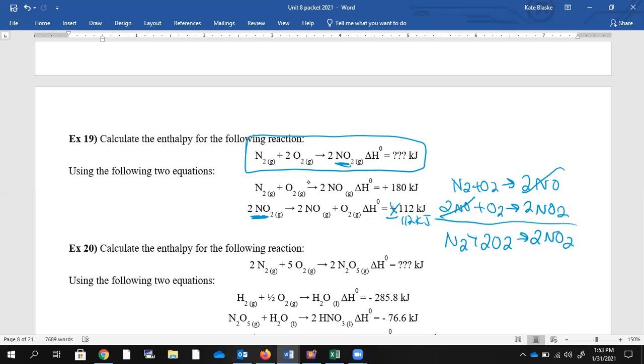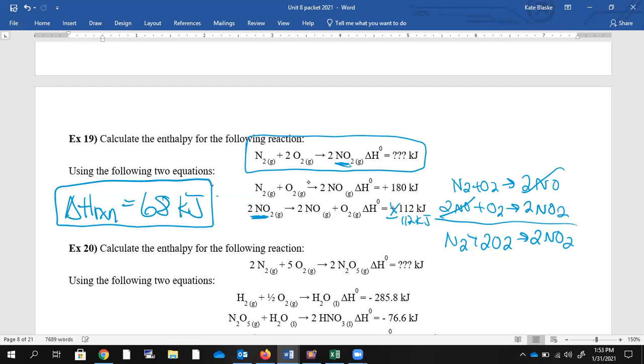So the first step is still going to be positive 180 kilojoules because I didn't manipulate that equation at all. Second equation, I just flipped it, so now that's going to be minus 112 kilojoules. So overall, my delta H of the reaction is a positive 68 kilojoules by combining those 2 steps to get the delta H for my overall reaction.